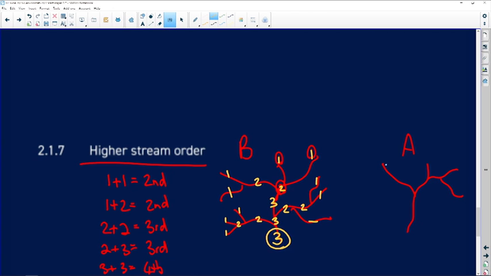Now, there's a first stream order, a first, and a first. A first and a first makes a second. A first and a second stays a second. A first and a second stays a second. Now that answers your question. The higher the stream order, the higher the density. So the correct answer will be B.